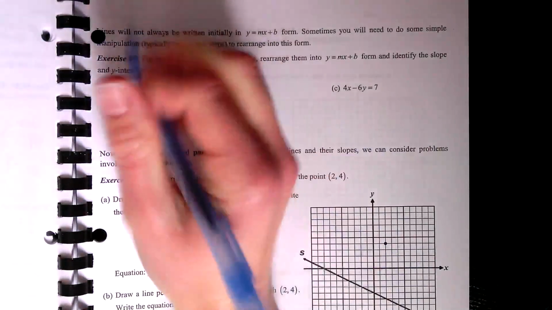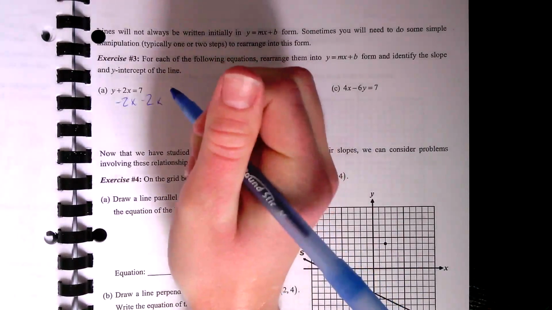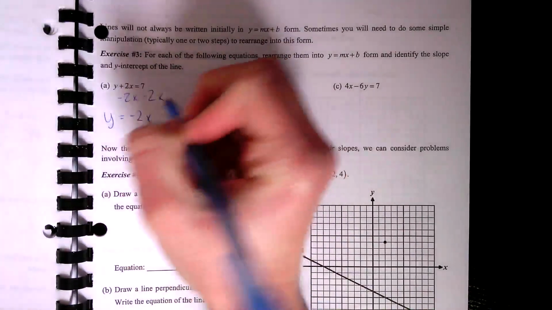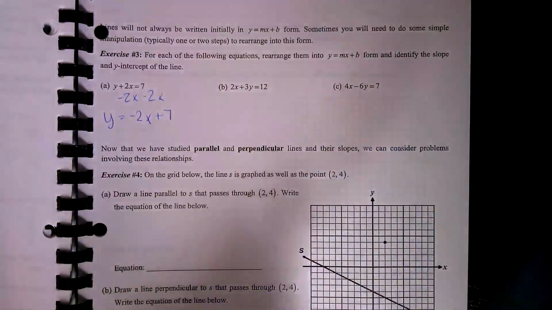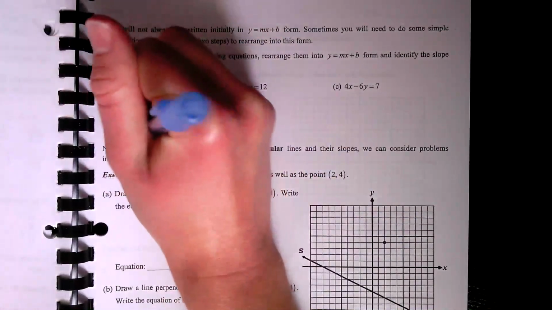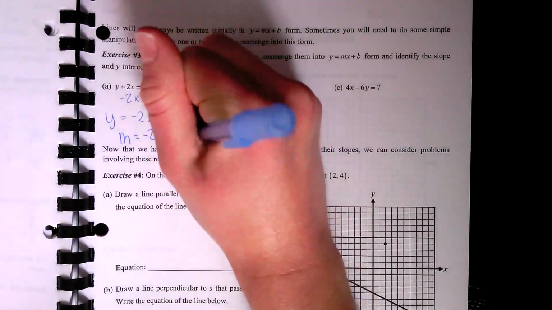So all I think we have to do is subtract 2x from both sides. So we get y is equal to -2x plus 7. Okay. And they also want us to identify the slope and y-intercept. So the slope is equal to -2 and the b, or y-intercept, is equal to 7.